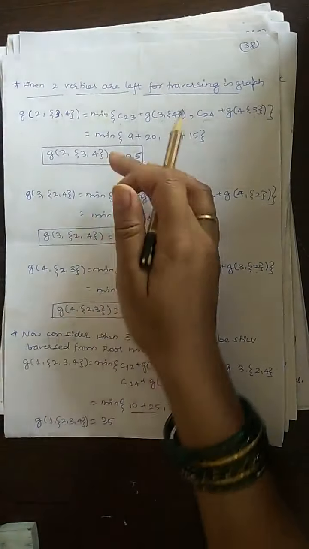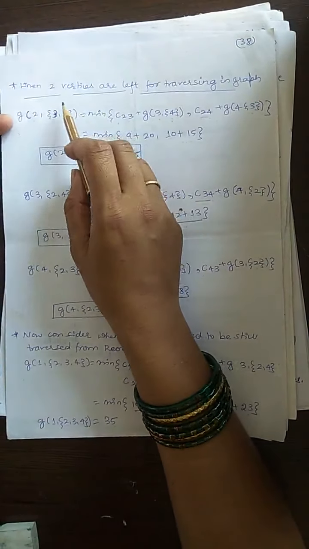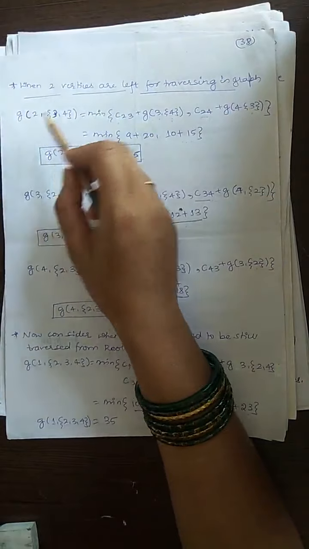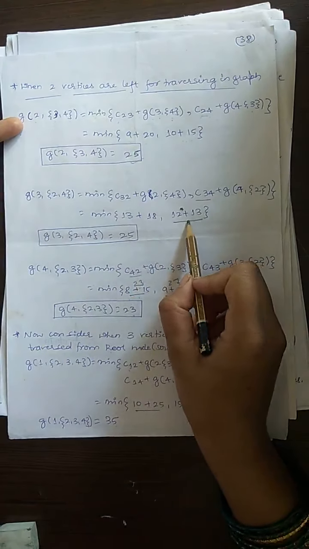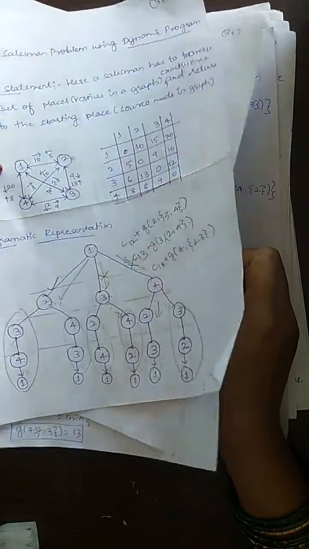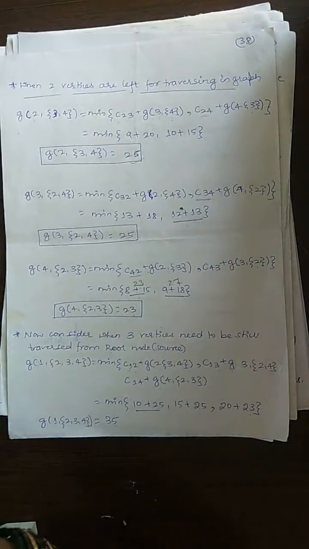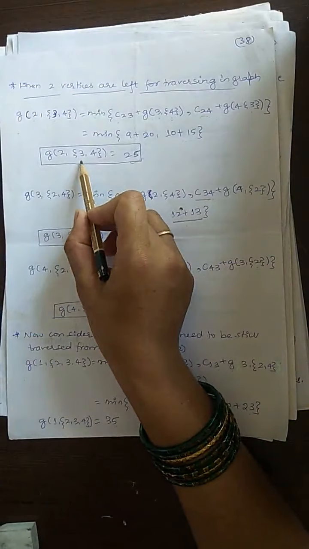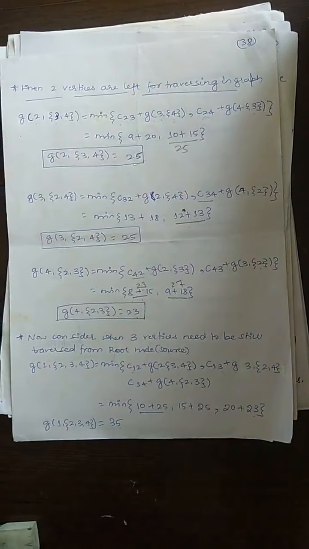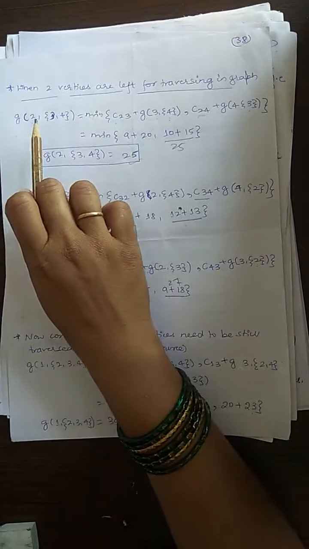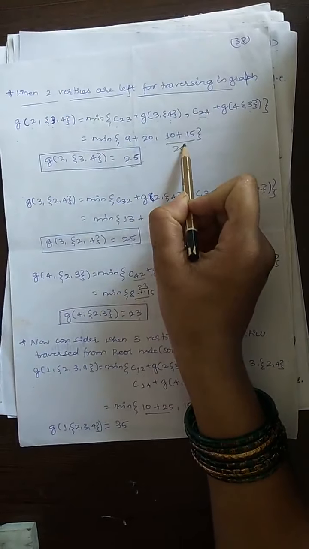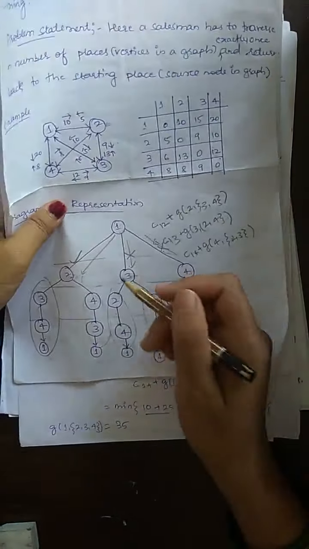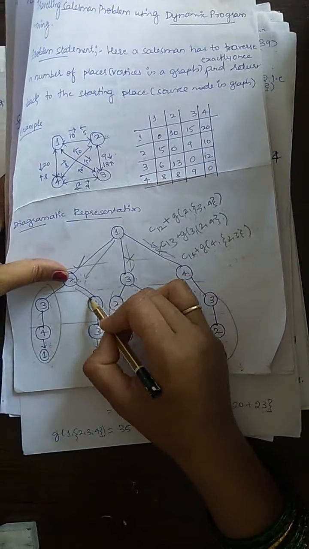Next, when 2 vertices are remaining, from 2 which is minimum? The minimum is 25. 25 is from the second path, from 3 to 4. So this one is minimum here. From 2 to 3 to 4, which one? 25 is the minimum. 25 is got from the second term. The second term is 2 to 4 here. So from 2 to 4 I am reaching.